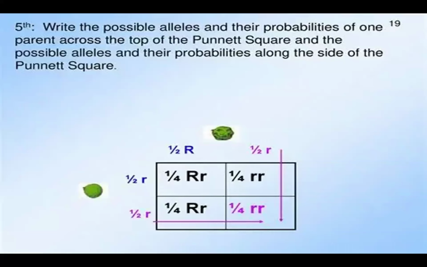So, if one allele is uppercase dominant R and the other one is lowercase recessive r, they combine with homozygous recessive, so both alleles are recessive, what we'll have will be 50% heterozygous, showing the dominant trait, and 50% homozygous recessive.